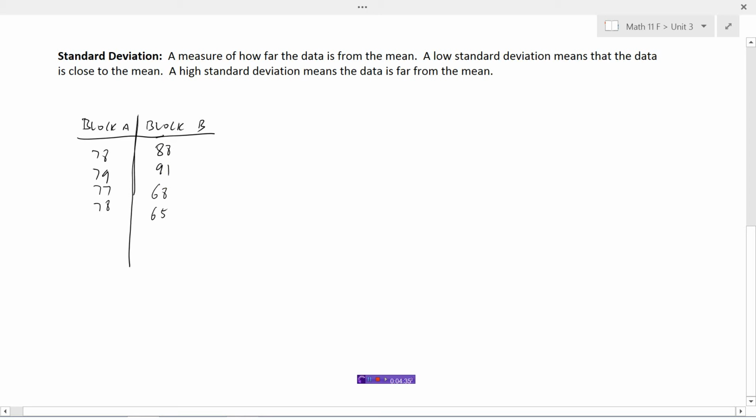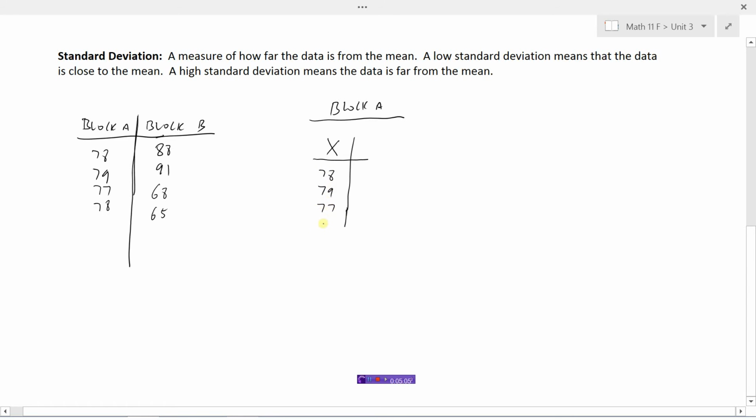So how do we actually calculate or determine what the standard deviation is? So let's do that for Block A. And this does take a bit of time. So let's write down each of the different data points here. And so usually let's make some columns up here. X would represent our data. So 78, 79, 77, and 78.